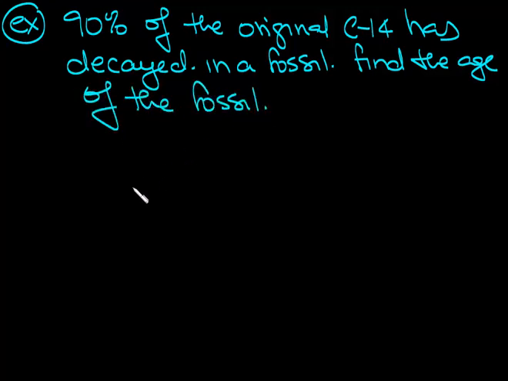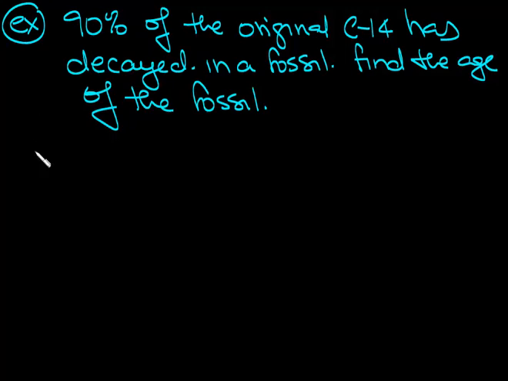Okay, so they found a fossil and they measured the amount of carbon in it, and they found that 90% of it had decayed. Remember, the key thing is Q tells you how much carbon is left, not how much has decayed. So if 90% has decayed, how much is left currently? 10%. Okay, so let's write down what we know.